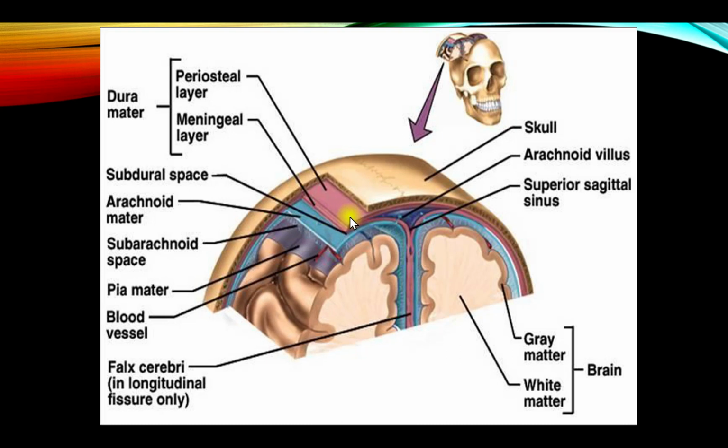And then here we have our two layers of the dura: the outer periosteal layer, which is adherent to the skull, and an inner meningeal layer. This projects down to separate the right and left hemispheres. This is the falx cerebri. It's a reflection of the dura, pia, and arachnoid, but not the outer periosteal layer. And you can see in between the inner meningeal layer and the outer periosteal layer is where we have the venous sinuses.